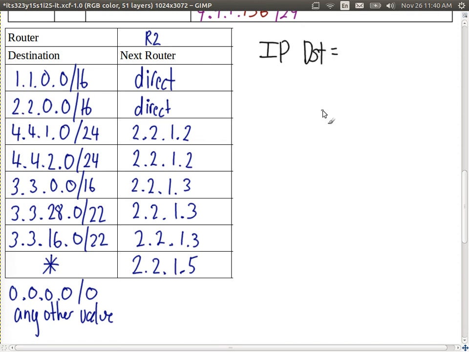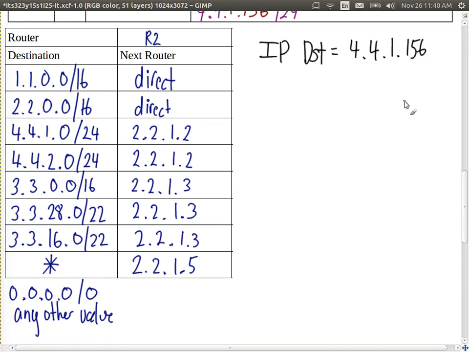That is, when we have a packet to send at R2, we look at the destination address of that packet and check in the routing table. So let's consider some examples. Let's say the destination address is 4.4.1.156.